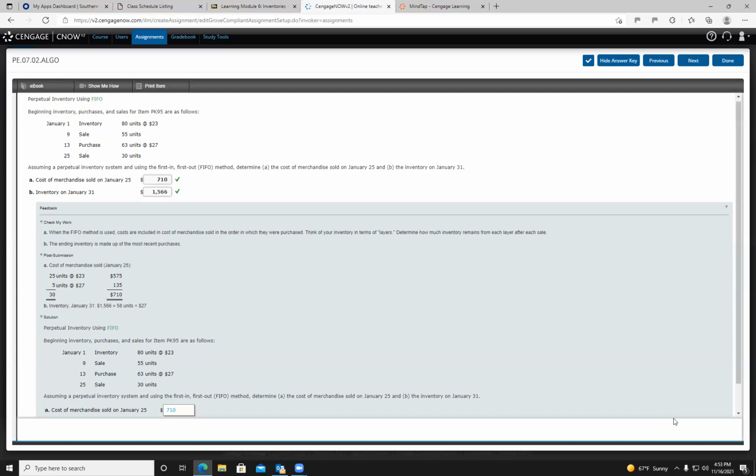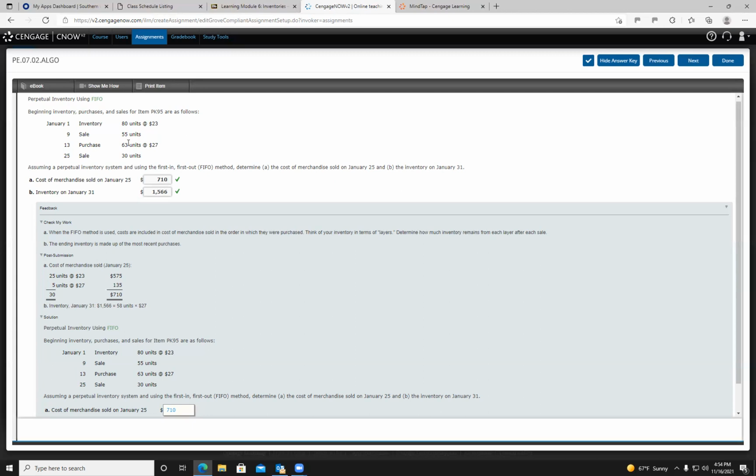So again, if we take 80 plus 63, that's our beginning inventory balance, plus our additional purchase that we made on January 13th. All right, the total number of units we had available to sell for the month of January was 143 units. Of that 143 units, we sold 85. So 143 minus 85 equals 58. So we had 58 units on hand as of January 31st.